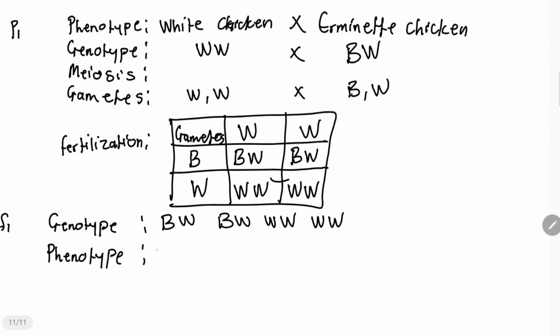So here our phenotype is that we're going to have 2 Erminette and 2 white. So that is our phenotype. We're going to have 2 chickens with Erminette feathers and 2 with white feathers. And that is our answer.